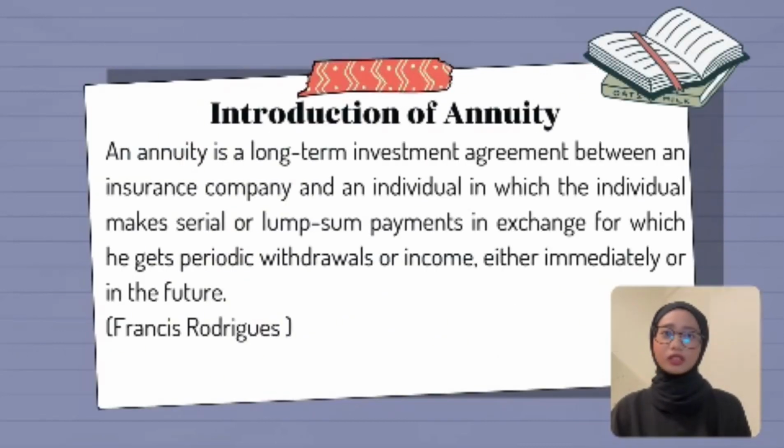An annuity is a long-term investment agreement between an insurance company and an individual in which the individual makes a serial or lump sum payment in exchange for which he gets periodic withdrawals or income, either immediately or in the future.